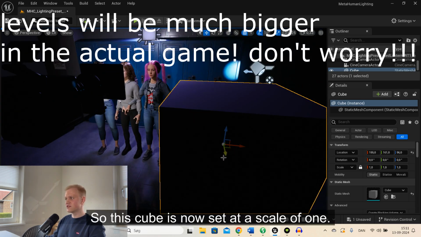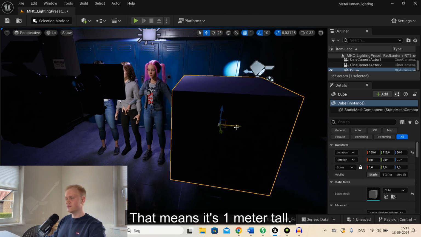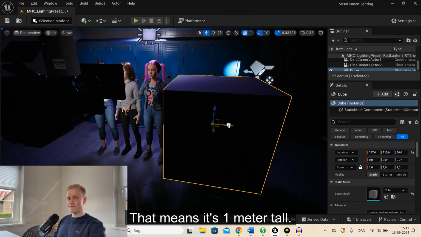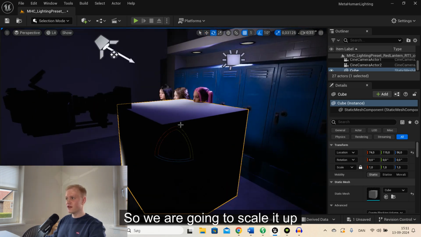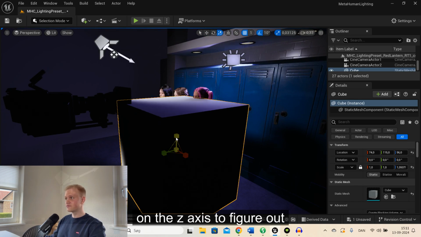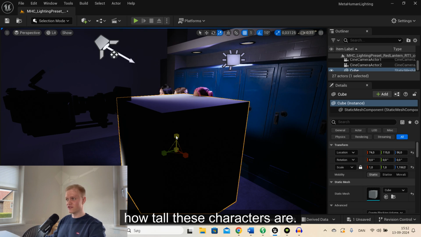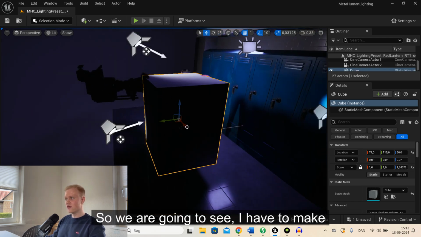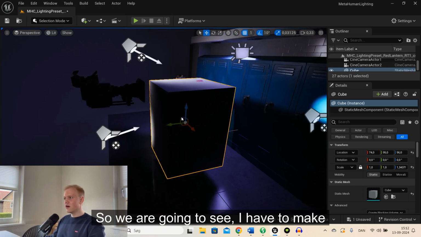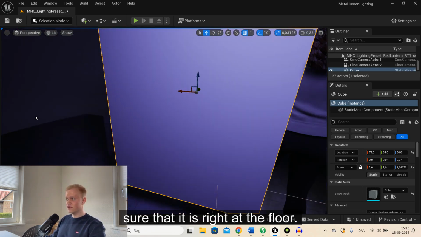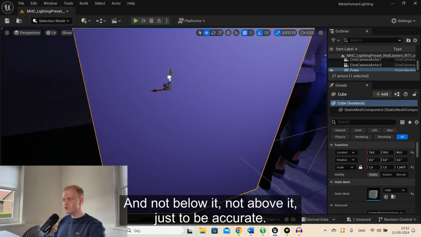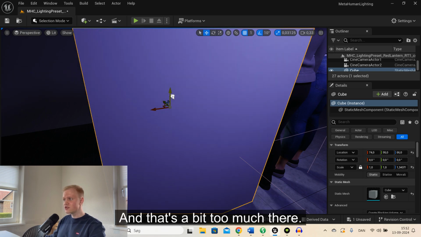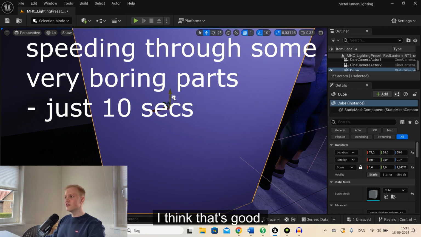So this cube is now set at a scale of 1. That means it's 1 meter tall. So we are going to scale it up on the set axis to figure out how tall these characters are. I have to make sure that it is right at the floor and not below it, not above it, just to be accurate. And that's a bit too much there. I think that's good.